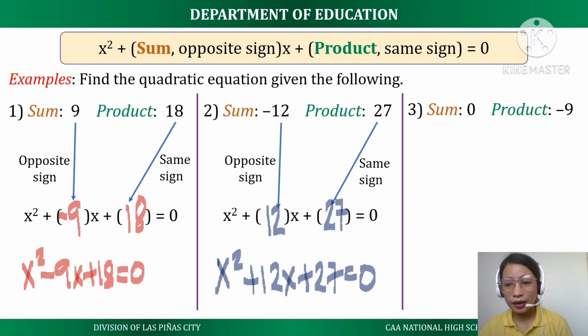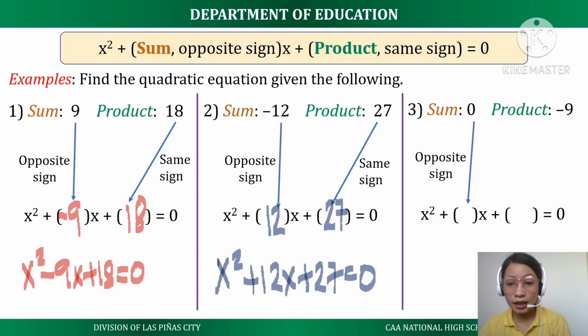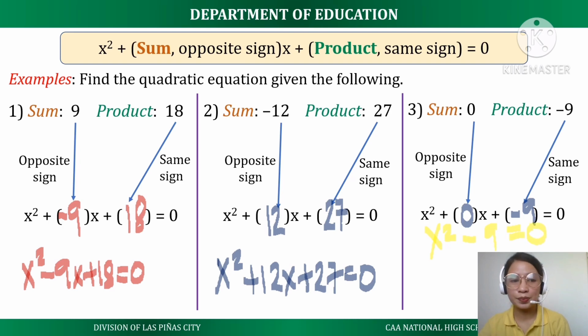Number 3. Sum is 0 and the product is negative 9. So we have x squared plus opposite sign ng sum. So wala naman tayong negative 0. So 0 pa din yan. And then, same sign ng product. So negative 9. Then, simplify natin. So, we have x squared. Wala tayong 0x. So, constant na lang. So, minus 9 is equal to 0. Nakuha?